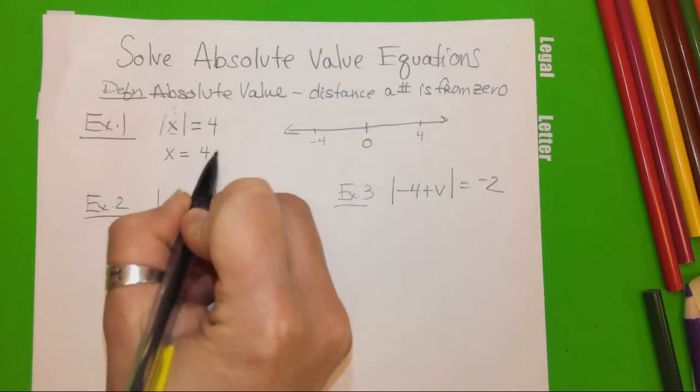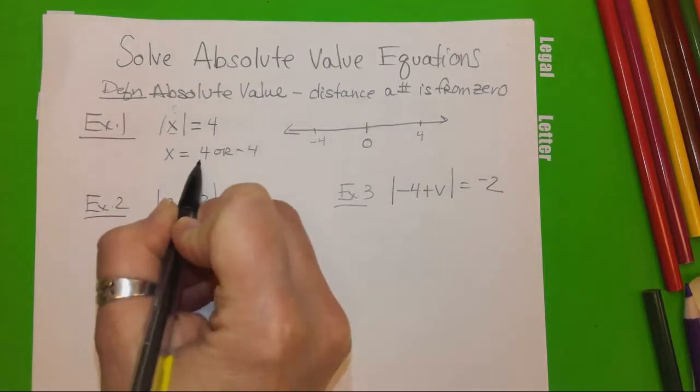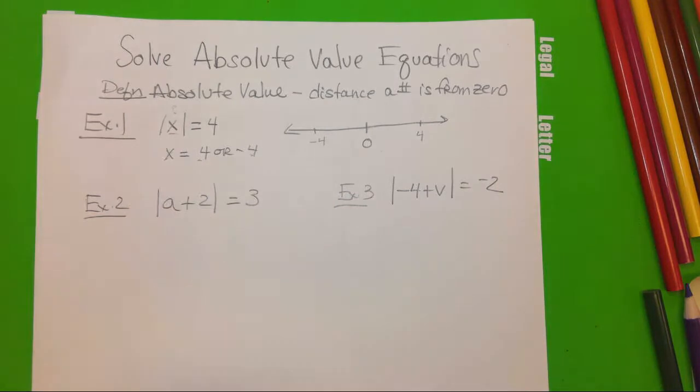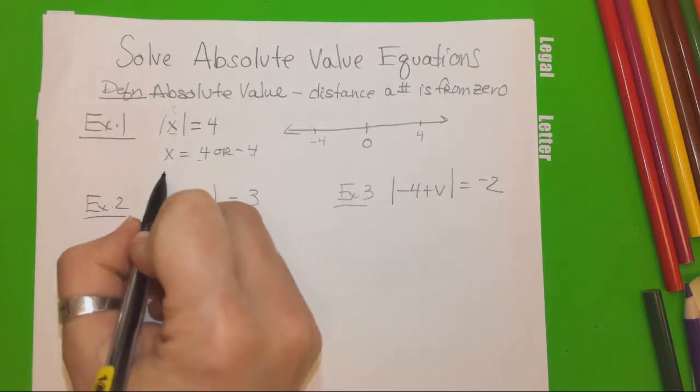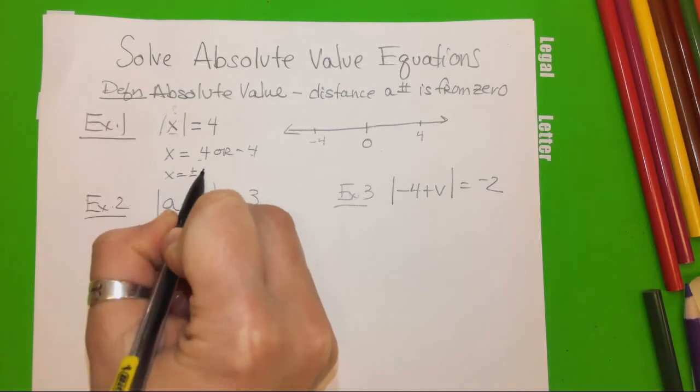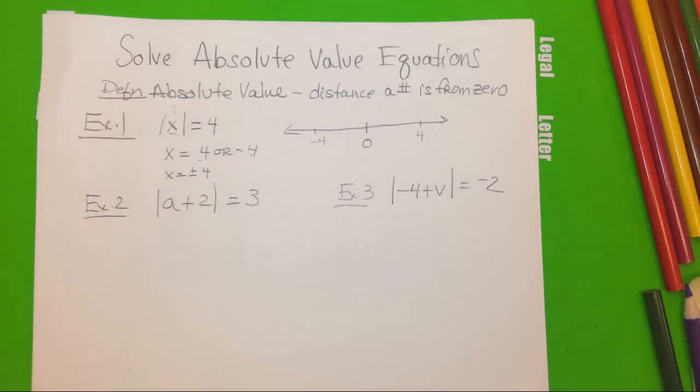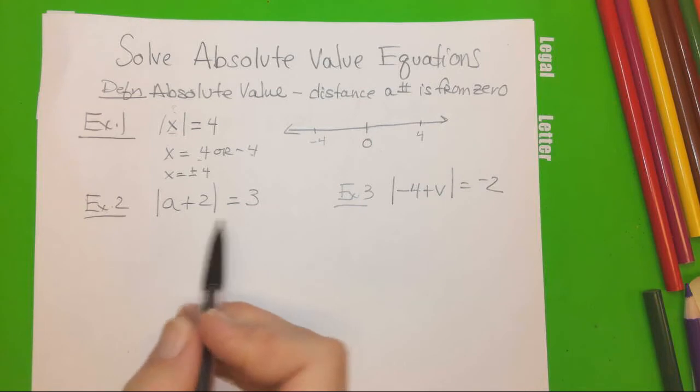So x is equal to 4 or -4, because if I plug either one of those into those absolute value marks, it's going to be negative or positive 4. Sometimes you'll see us write it as plus or minus 4, and that will happen more as we move on.